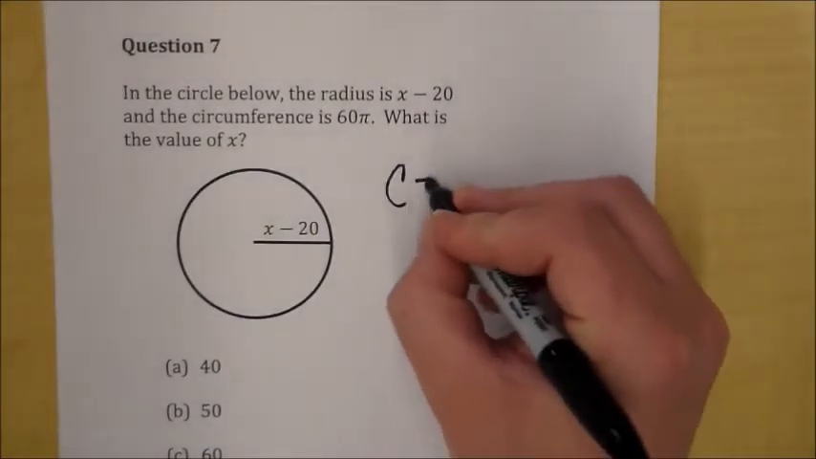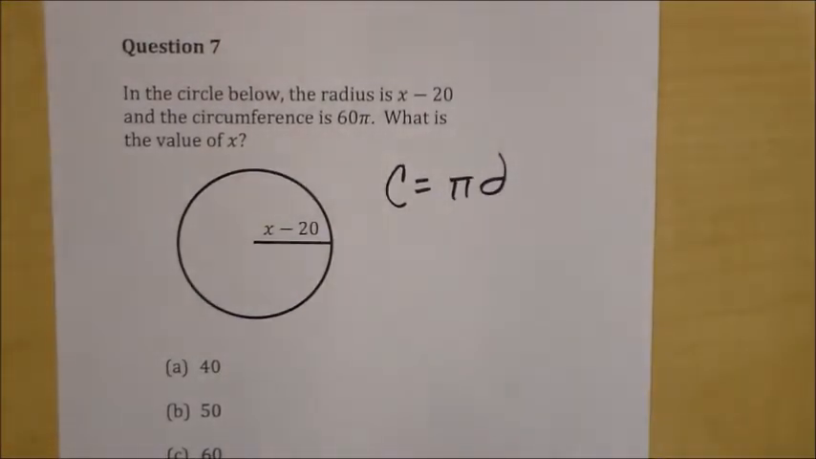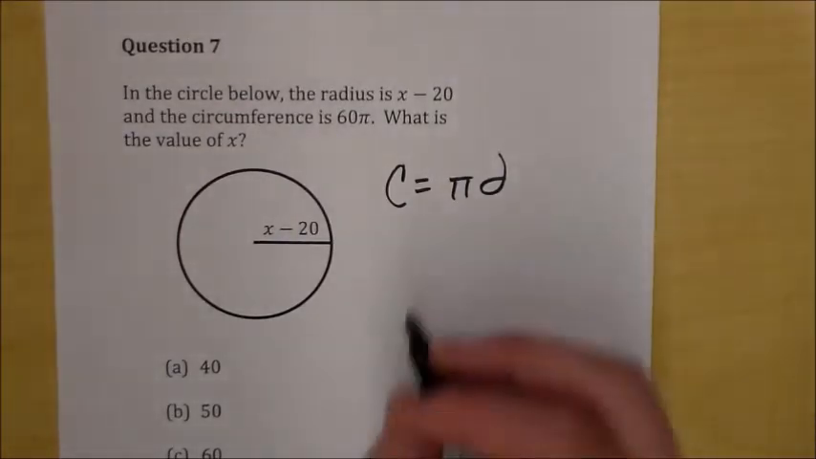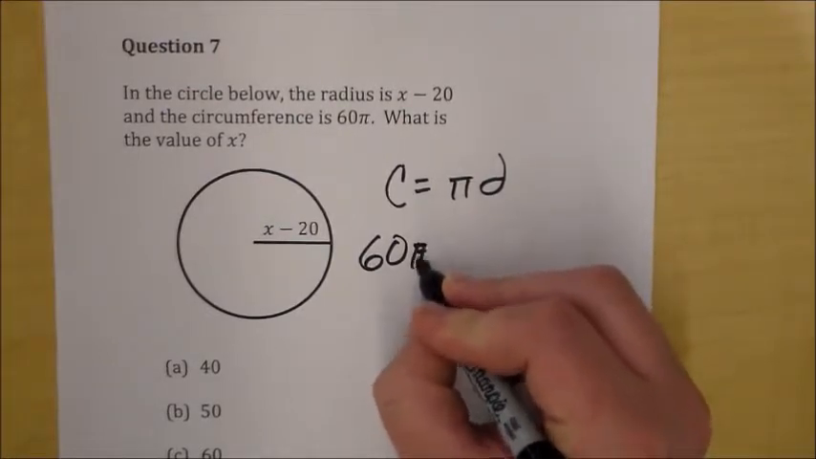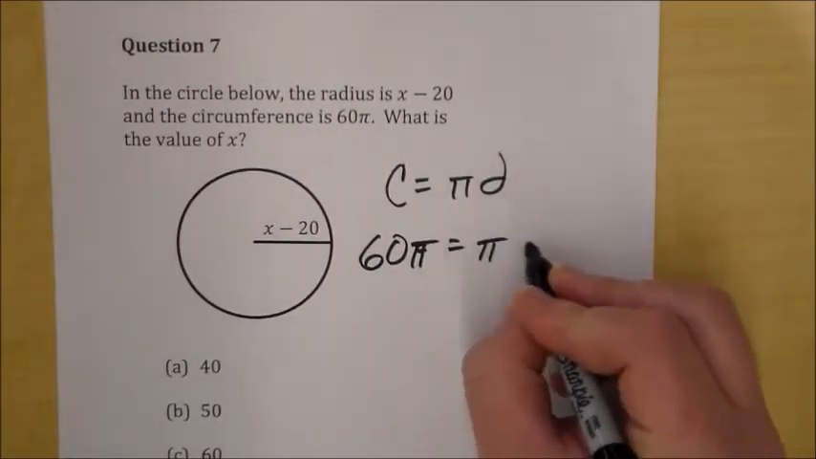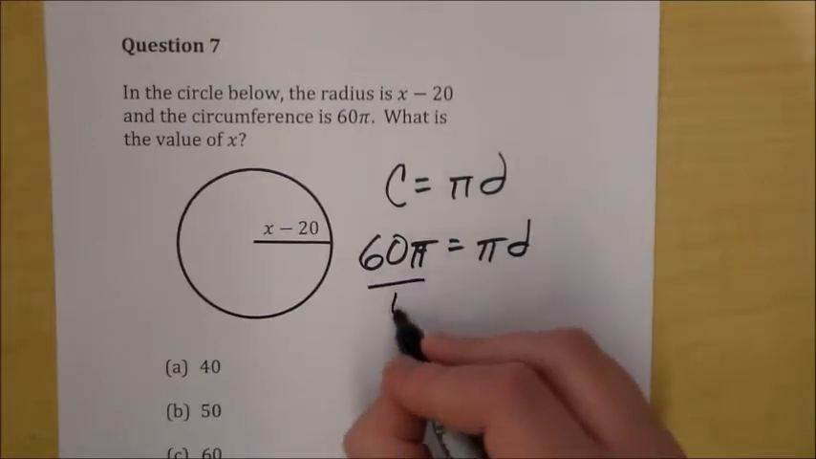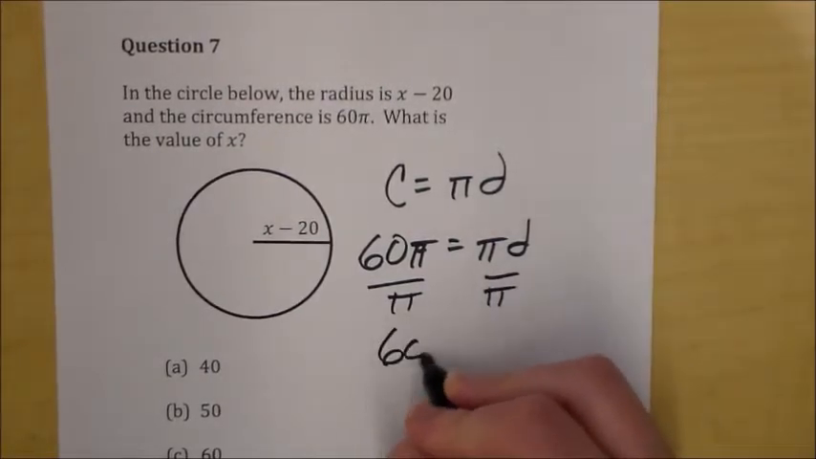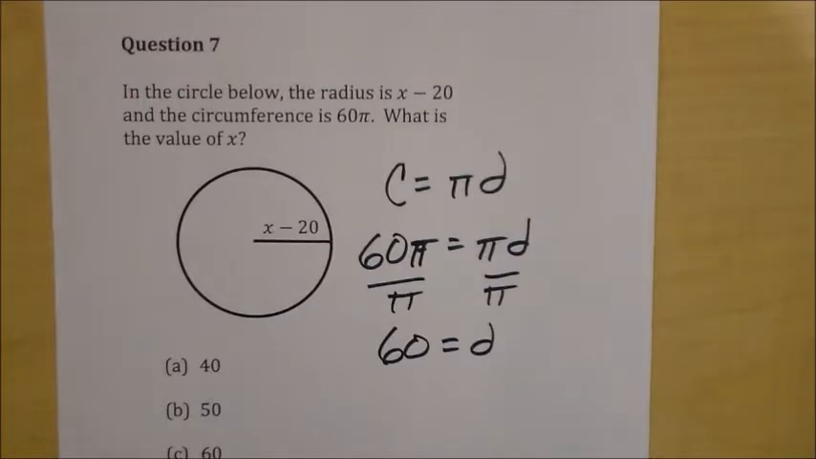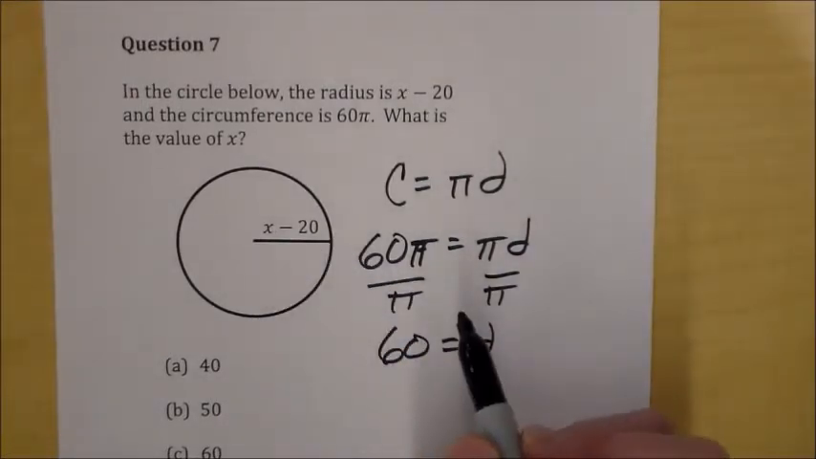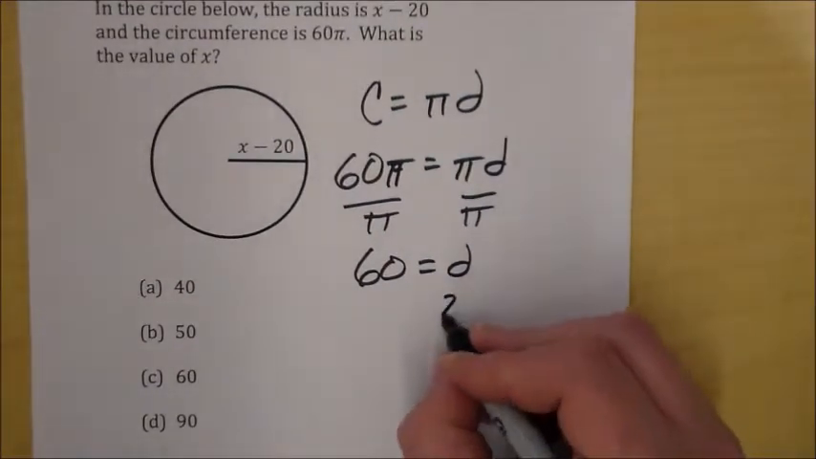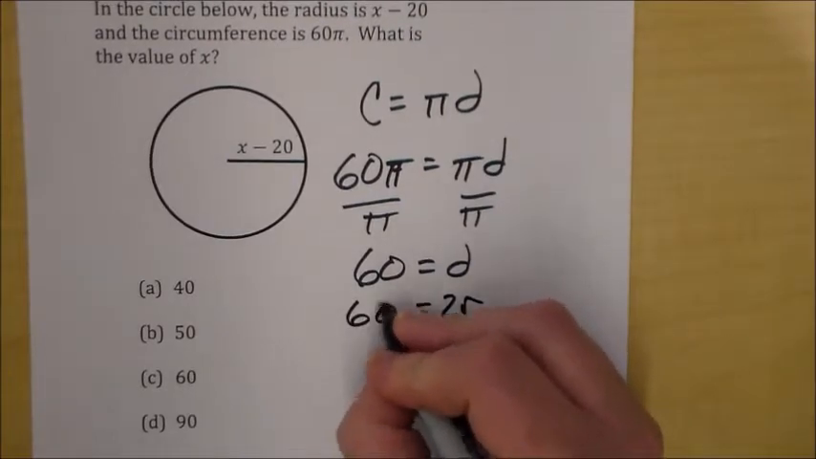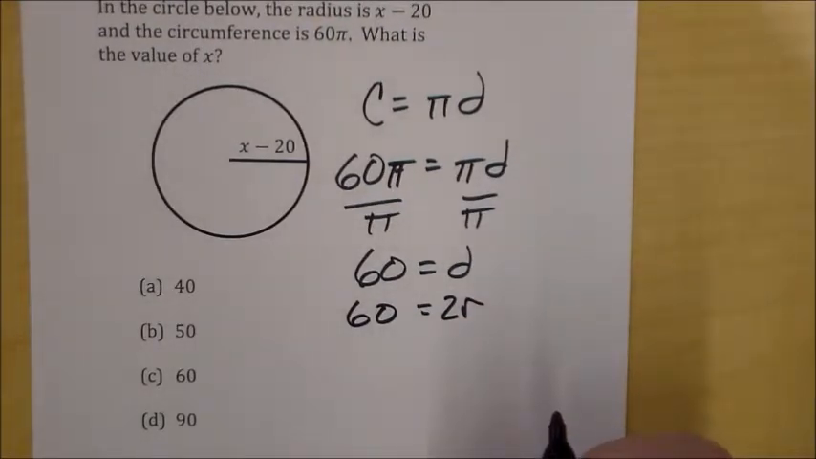Well, we all know that circumference equals pi times diameter, right? If the circumference equals 60 pi, then that's going to equal pi times diameter. If we divide both sides by pi, 60 equals your diameter. The radius is half the diameter, so we're going to have 2 times the radius equal 60. It's pretty straightforward stuff.